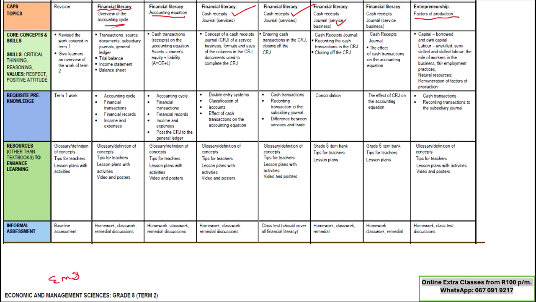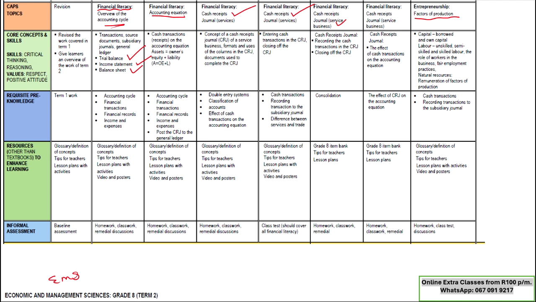Now, if we go back to the overview of the accounting cycle, we can see that we have transactions, source documents, subsidiary journals, and general ledgers, and then we also have the trial balance, the income statement, and the balance sheet. We need to understand the difference between the four.